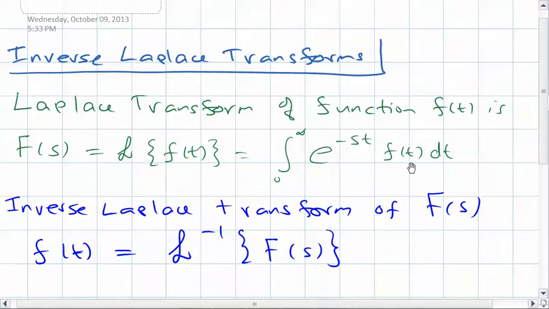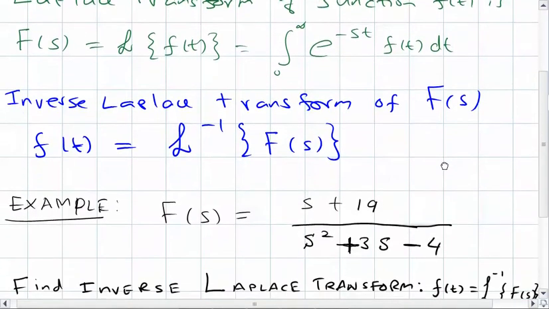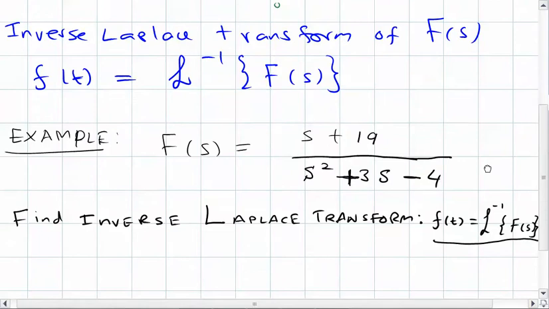Now suppose you do the reverse. You are given the Laplace transformed function, capital F of s, and you need to figure out your f(t), or the inverse Laplace transform. So the question is, how do you go about doing that? So to do that, let's do an example and see what we can do here.